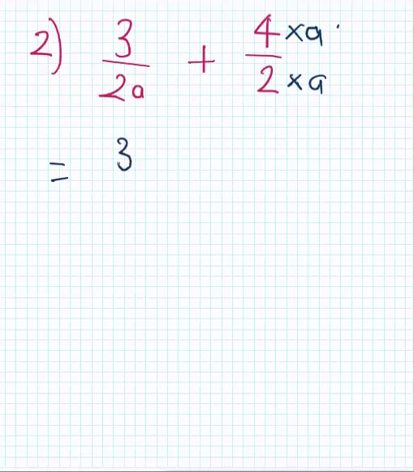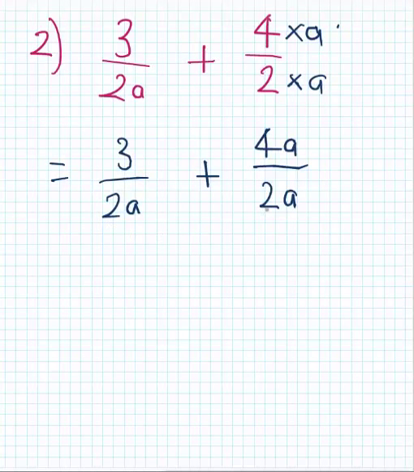So we will be left with 3 over 2a plus 4 times a is 4a, over 2 times a is 2a. Now that our denominators are the same, it's the same number. Like I said, imagine if a was 5, we would have 2 times 5, which is 10, and 2 times 5, which is 10, the same number. But we don't know what a is. So now, do that extra step, write it over the same denominator. We have 3 plus 4a. Now, can we add the 3 and the 4a? No, we can't. They're two different terms, so we stop there.